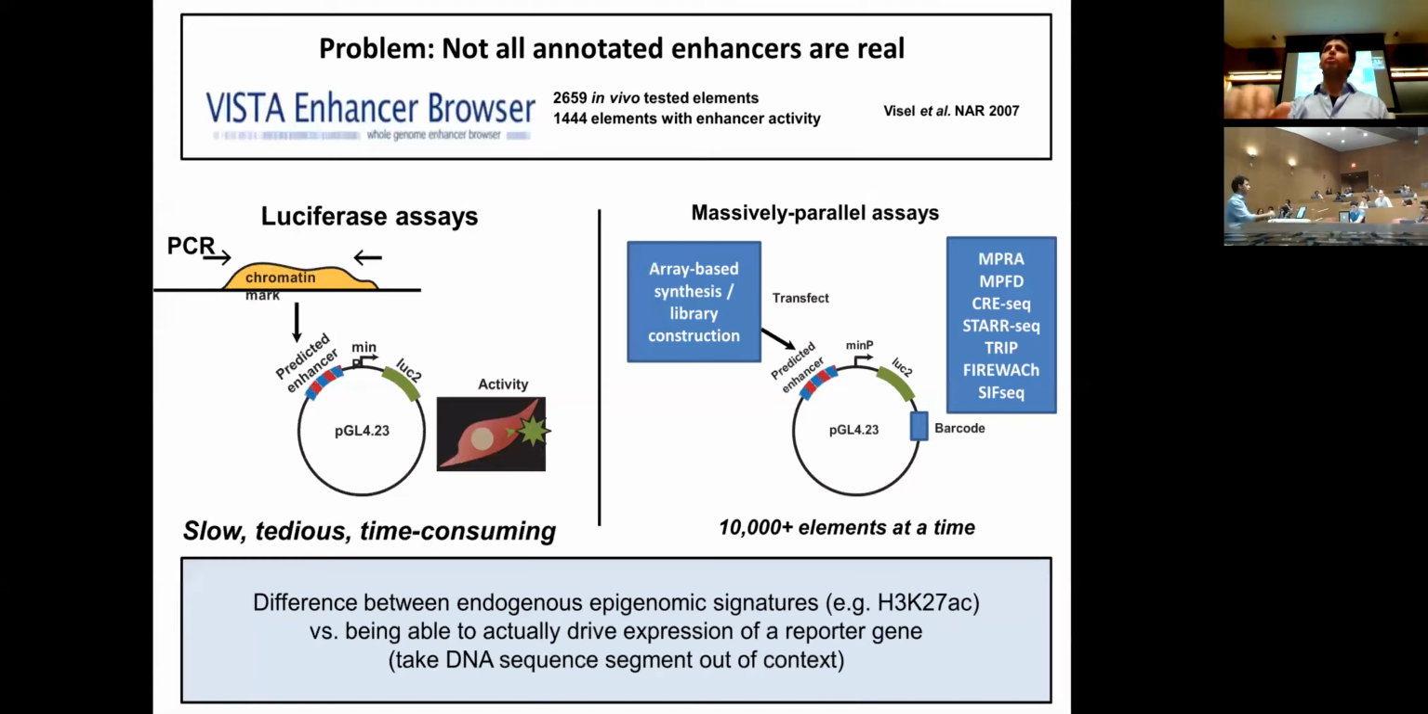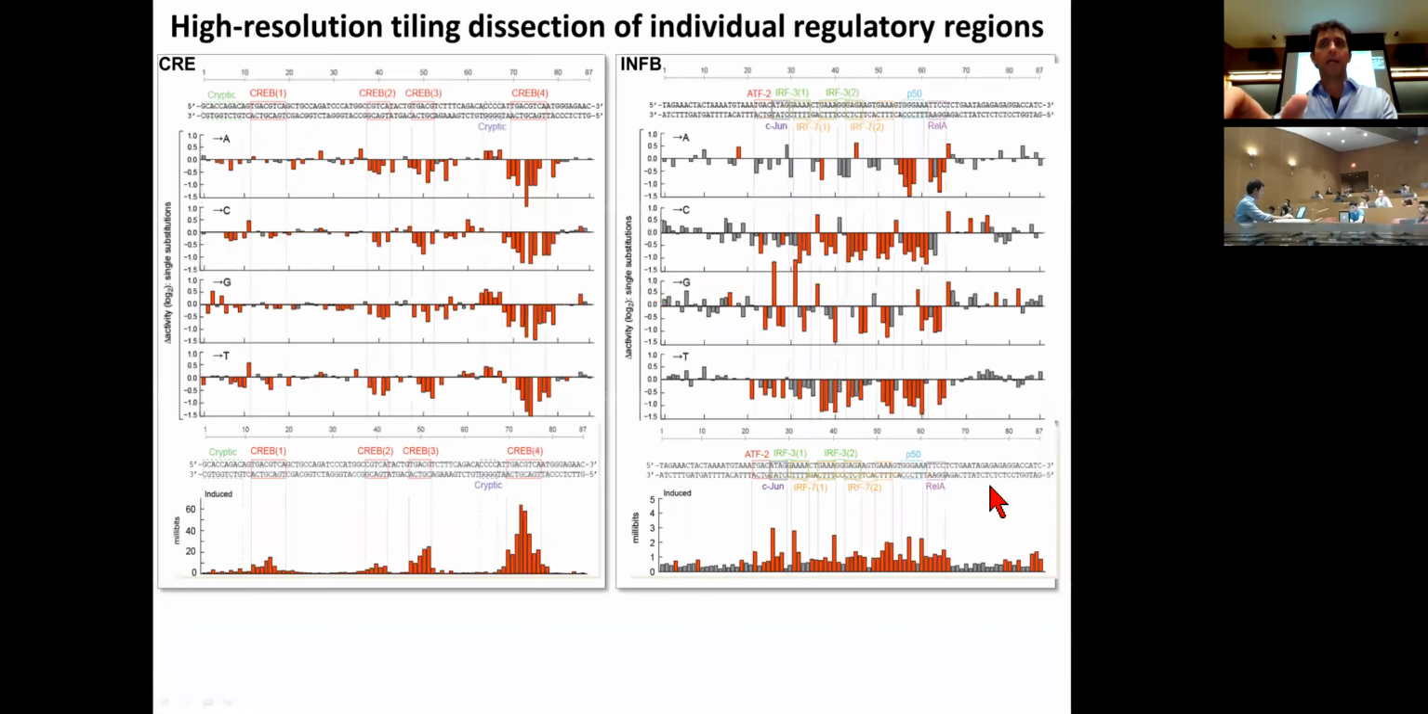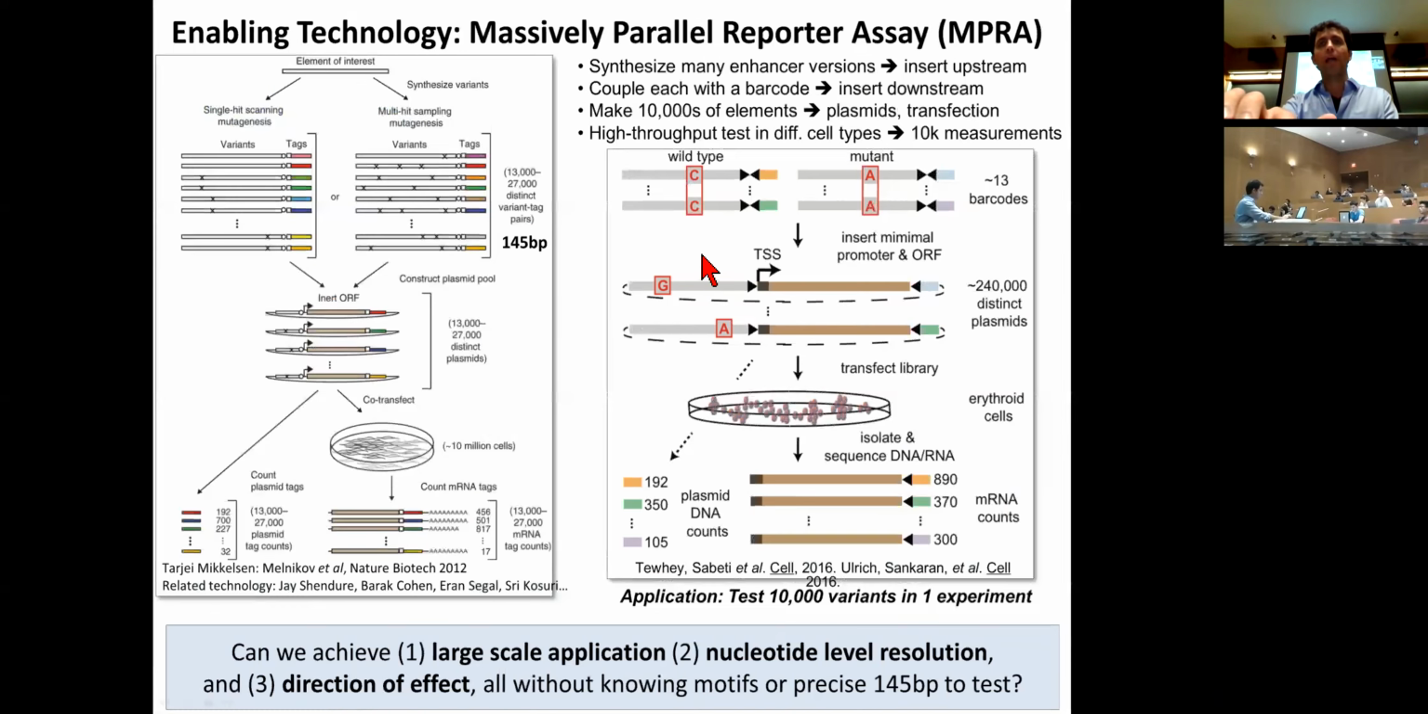So here's this approach specifically developed by Tarjei Mikkelsen that we were involved in, that basically synthesizes all of these different sequences, inserts them, and then uses a different barcode downstream of each of them, transfecting them into a cell and into millions of cells, and then testing how often did I see each of the barcodes. And you can use this, for example, for testing what is the effect of a single nucleotide polymorphism on the expression. And, you know, this allows you to now evaluate 10,000 variants in a single experiment.